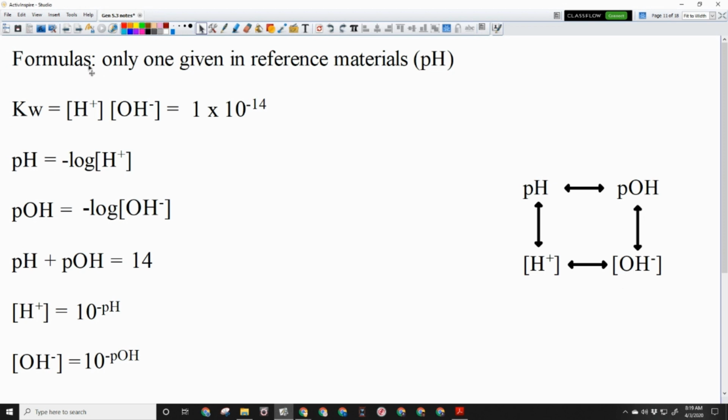So in your reference materials, the only formula that's given to you is the formula for pH right here. And we can either derive these other ones or we can memorize them. It doesn't matter. All right, so let's start at the top. Kw is the dissociation constant for water. And when we see these brackets, that's another way to talk about concentration.